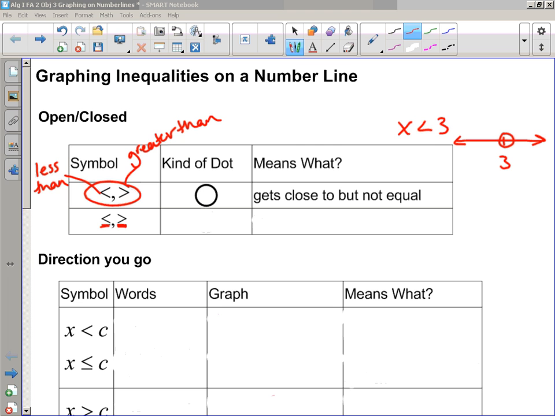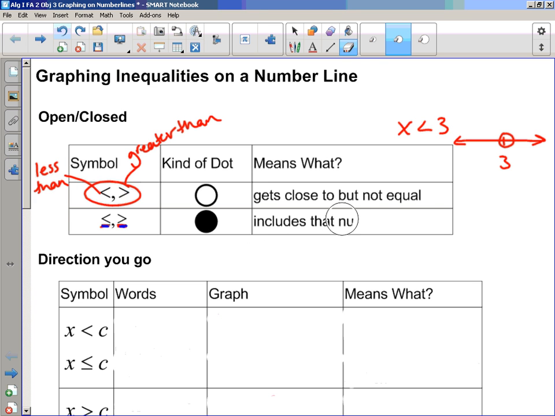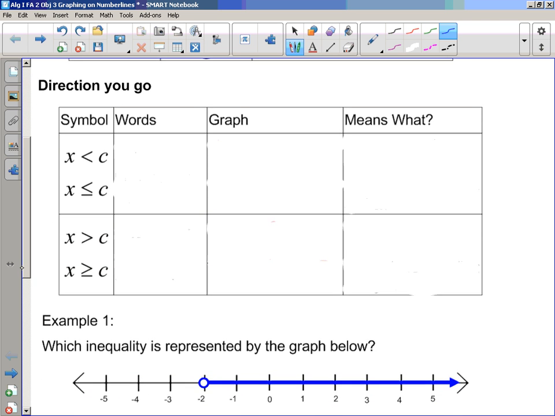Next, we're going to talk about which direction I would shade. But for now, at least I know it's an open circle because it does not have a little bar under it. Since these do have the bar under, that's a filled in circle, because that means it includes that number, or equal to that number. Here's the way I think of it. If I need the extra ink to draw that little line under the symbol, then I need the extra ink to fill in the circle. That's how I remember.